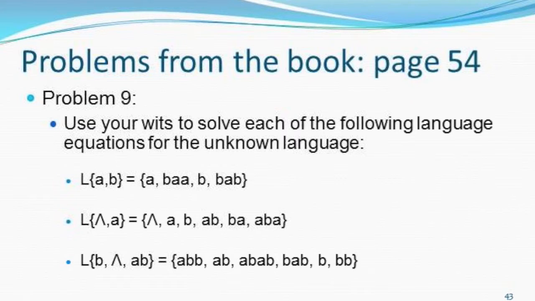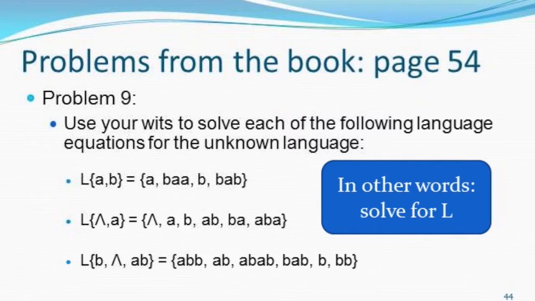Let's do another problem from the textbook. Here's one on page 54, problem 9. It says use your wits to solve each of the following language equations for the unknown language. And by use your wits, they just mean figure it out, think about it, and however you can figure it out, figure it out. And they're asking us to solve for L. So if you look at this, it says L times a set is this set, and L times a set is this set. So they're just asking us to solve for L.